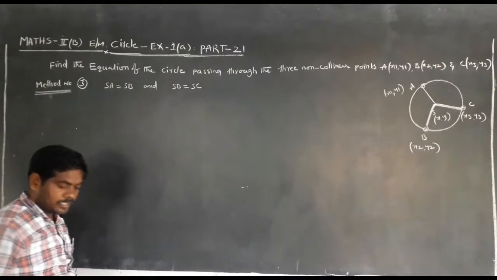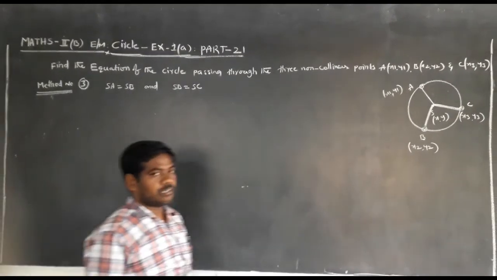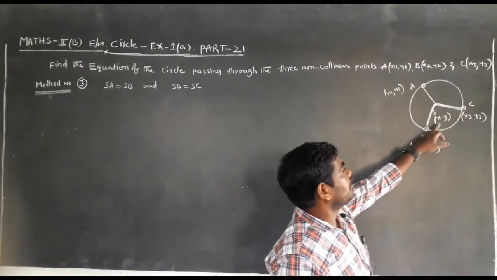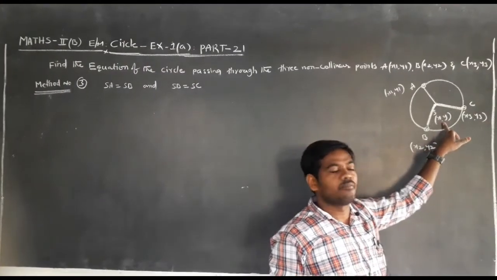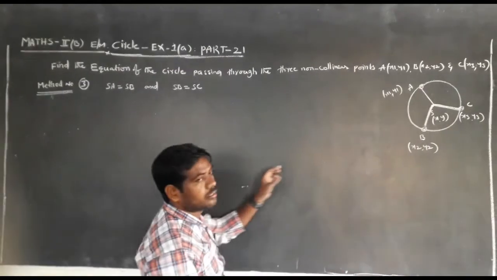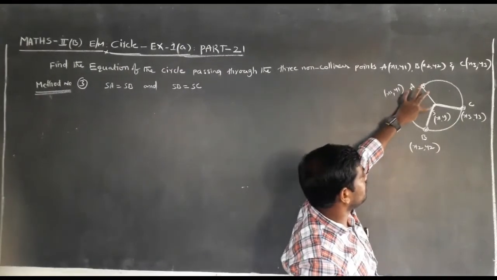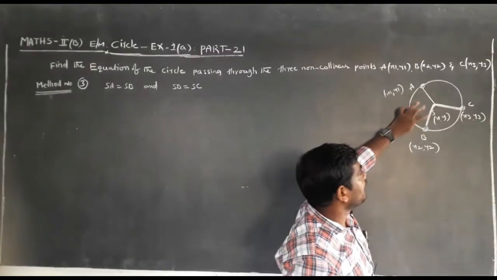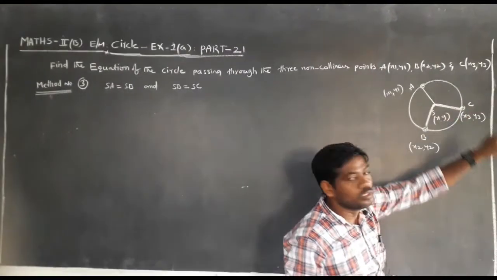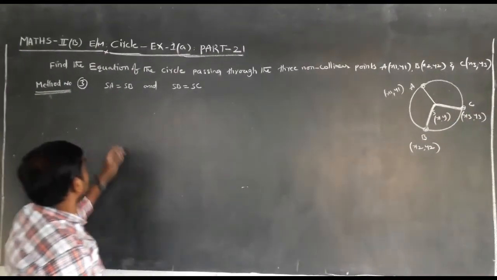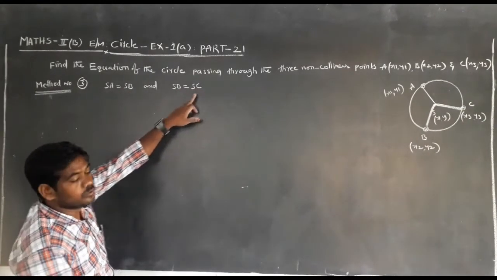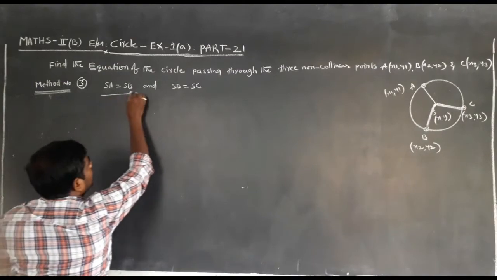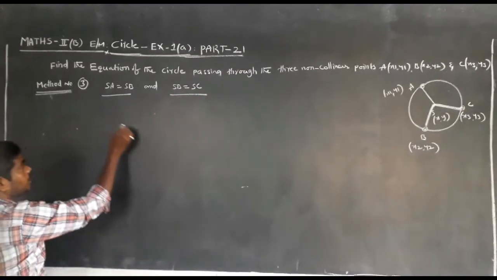In this method, let S (x, y) be the center of the required circle. Construct SA equal to SB and SB equal to SC. Solving these two equations.